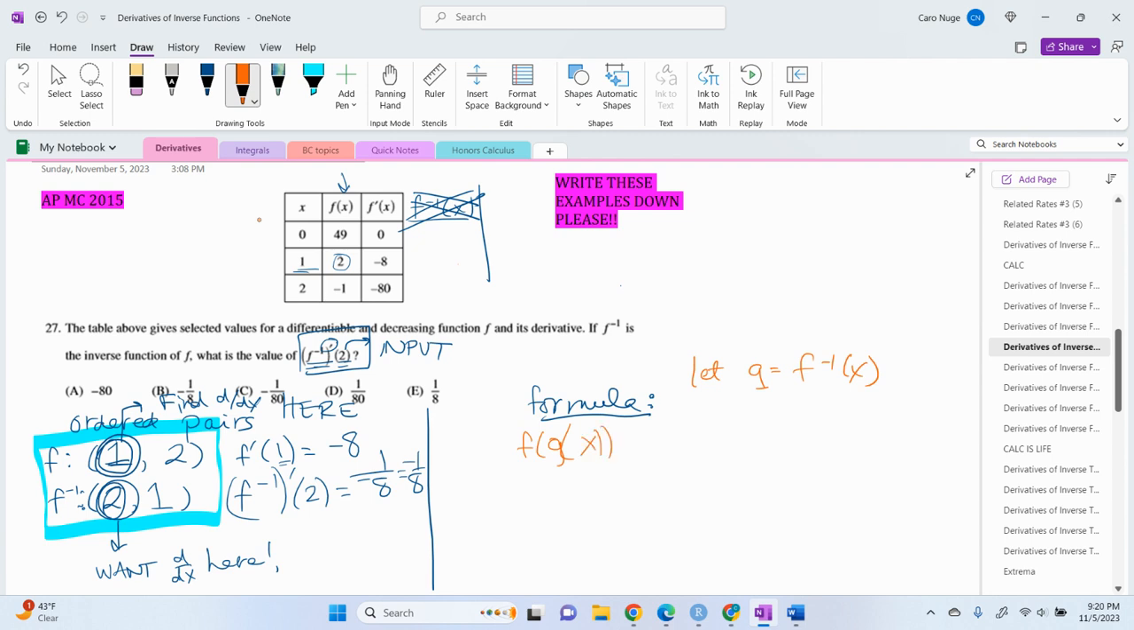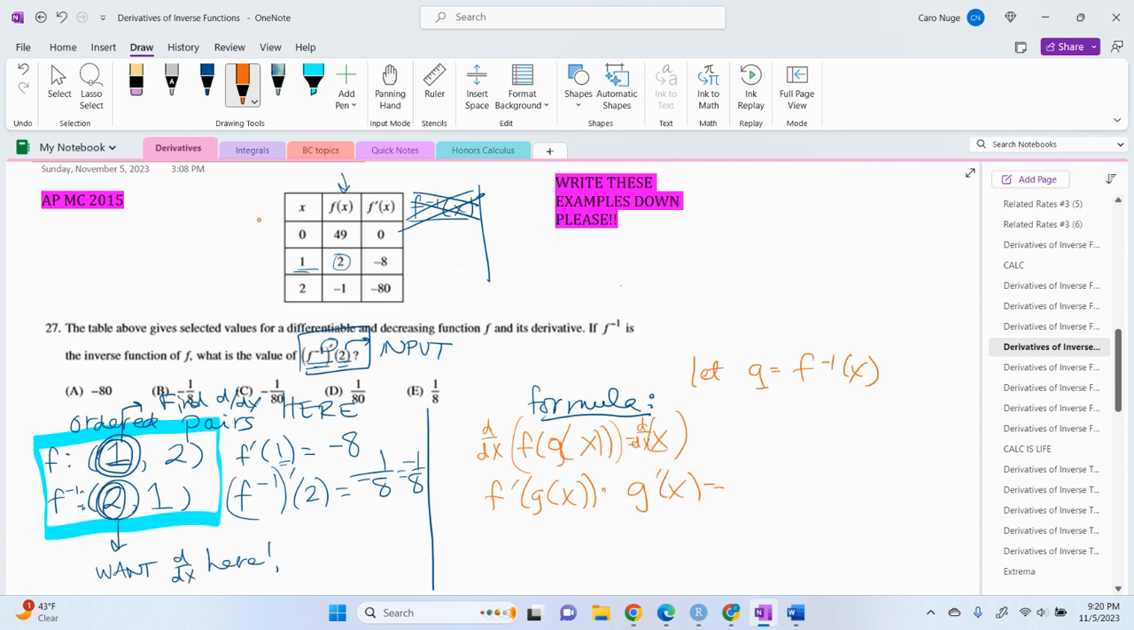You know that f of g of x is going to be x. So let's go ahead and actually do a derivative of each side. I'm going to do a derivative of that, and I'm going to do a derivative of that. So how do I do a derivative of f of g of x? Well, that's the chain rule. It'd be f prime of, don't touch the inside, times g prime of x.